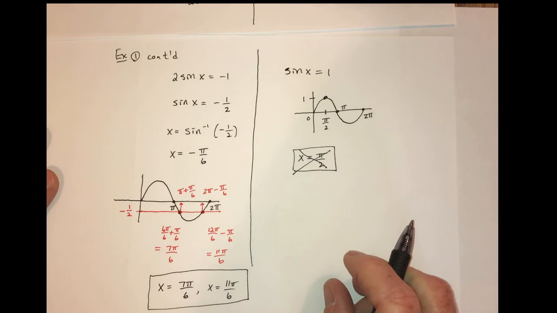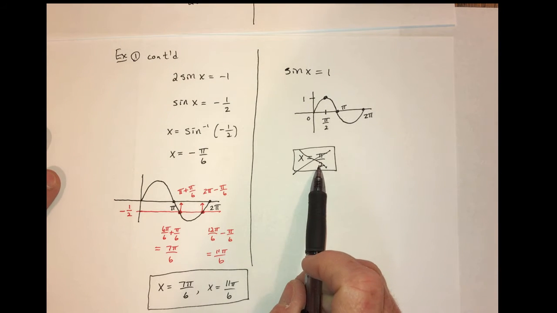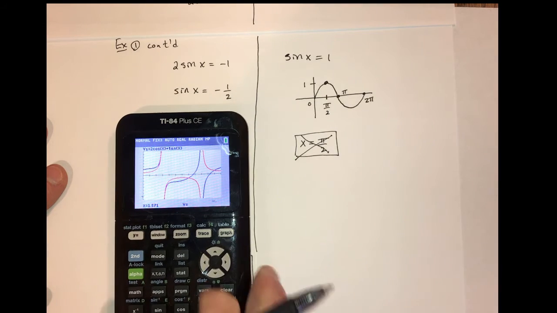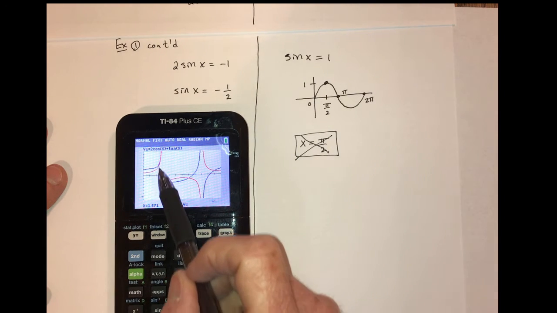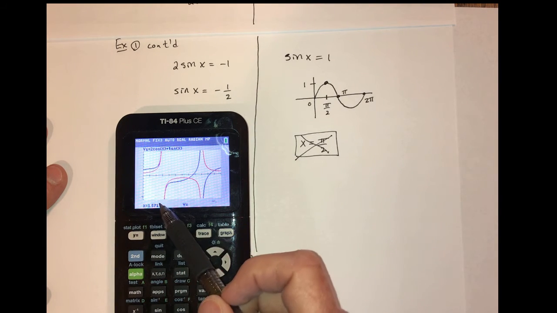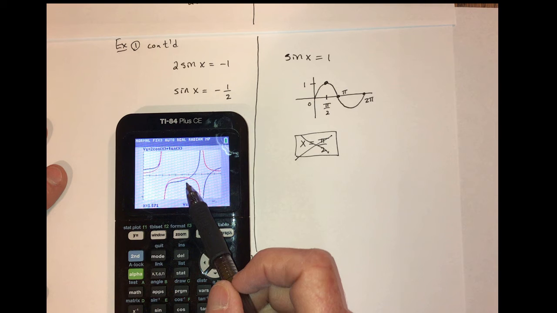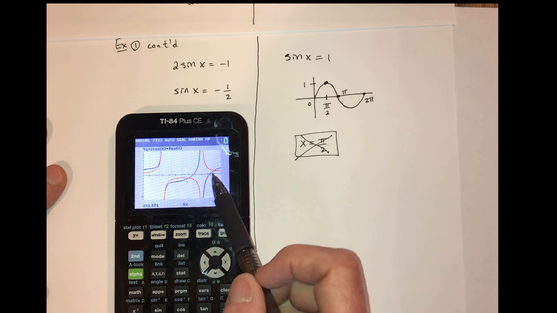So even though I did the work correctly, I got this extra answer, which is not actually part of the answers. So the final answer is just those two right there. Now what happened is there's this asymptote right here at pi over 2, and I was thinking that they intersect right there, but they don't. They're just close to each other. The only intersections are right there and right there.